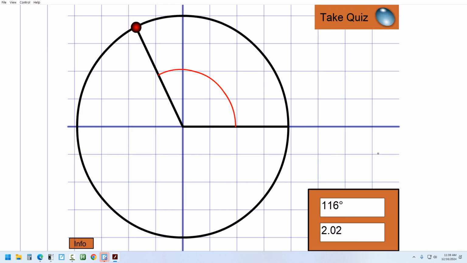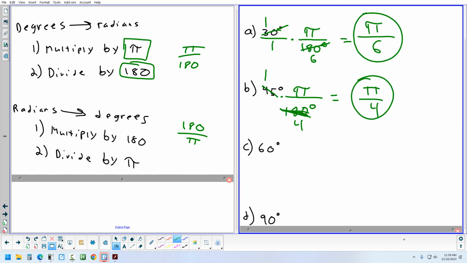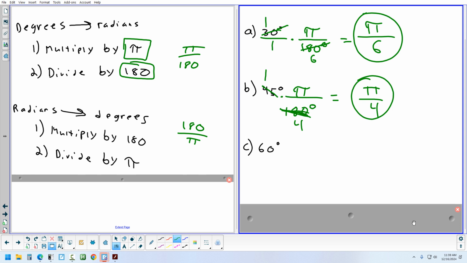Let's check it. Let's go to 45 degrees. Pi over 4. All right, let's try another one. Let's try 60 degrees.